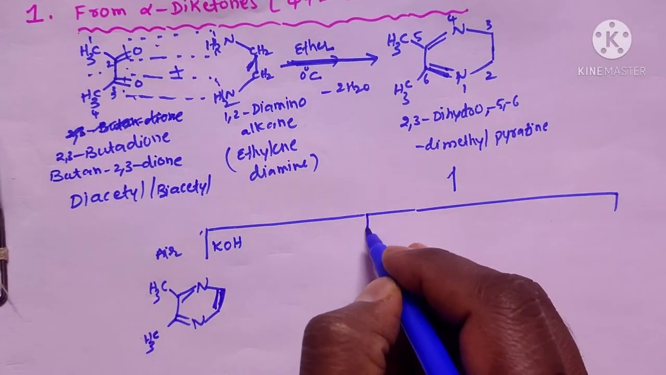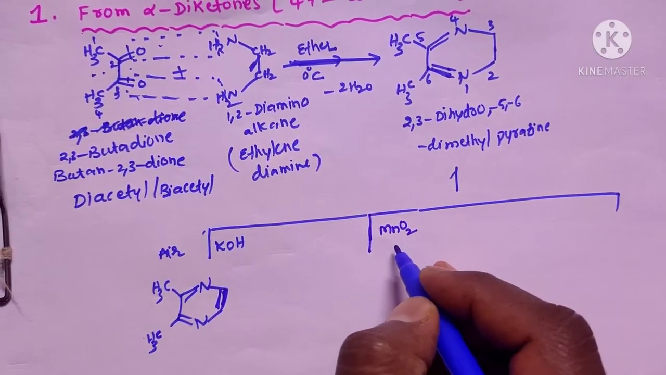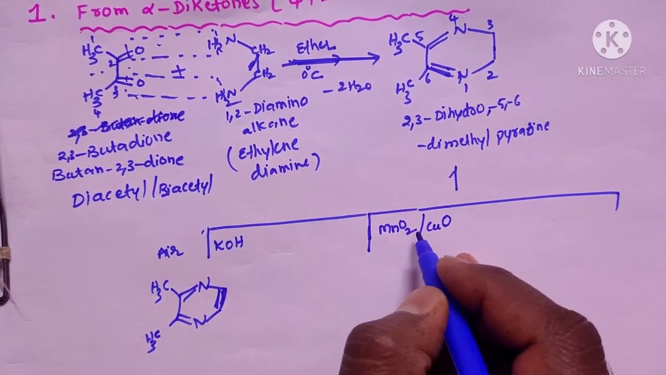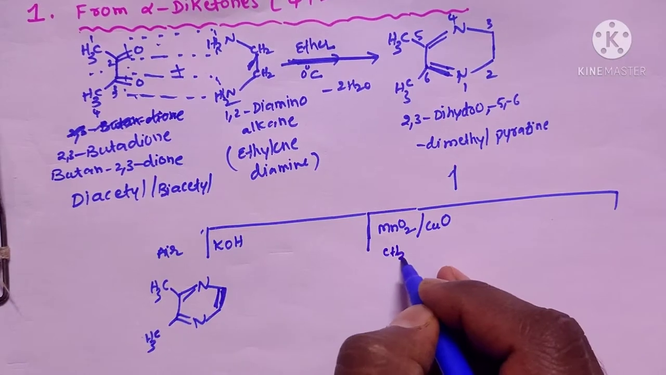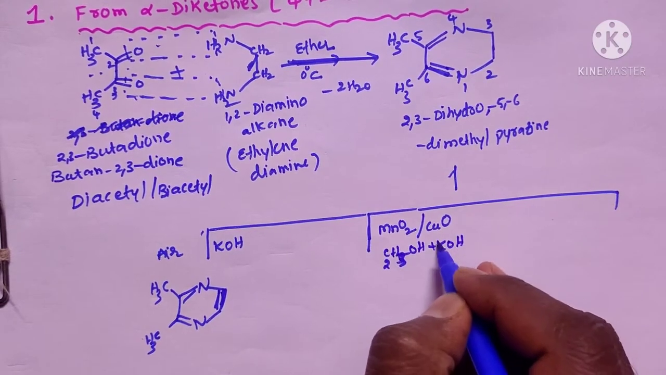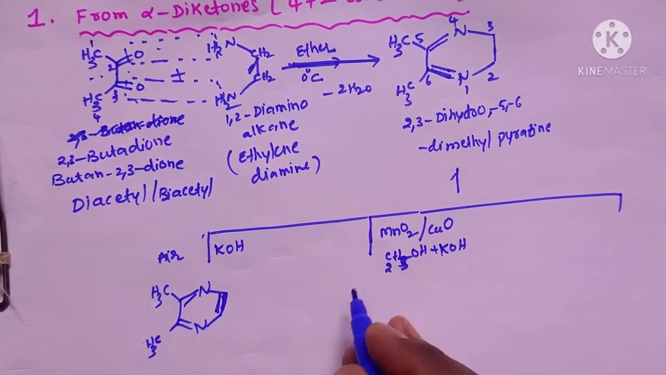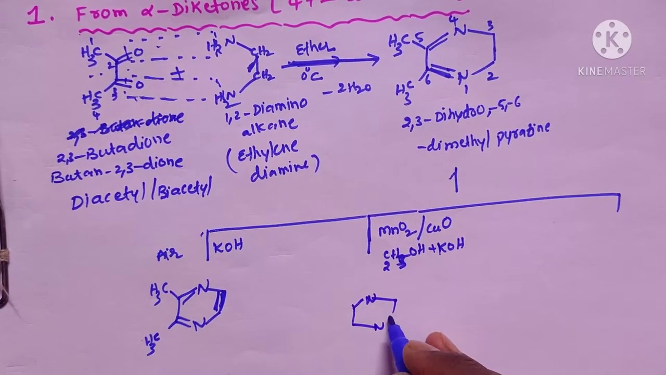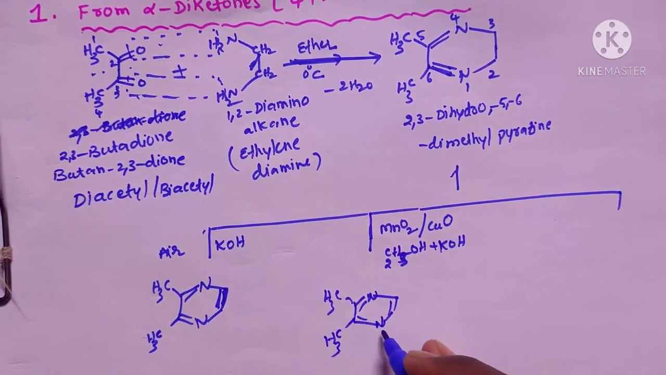Otherwise, we can oxidize this with metal oxides like molybdenum oxide, sorry, manganese dioxide and copper oxide, or we can use the copper oxide, and we have to add these two metal oxides in the presence of alcoholic KOH. So in the presence of alcoholic KOH, either manganese dioxide or cupric oxide oxidizes this one to the pyrazine derivative. The same product we are getting here also, okay?